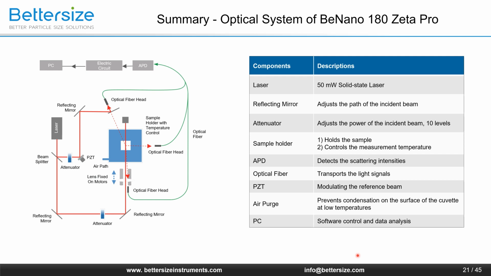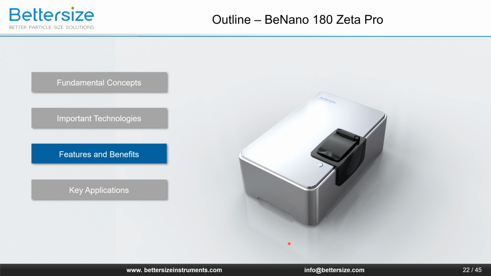Okay, we have walked through the important technologies of the BeNano 180 Zeta Pro. A unique design of the multi-angle detection has been set up to detect the scattering intensity at different angles for size, zeta potential, and molecular weight measurements. High-performance components are displayed in this table with descriptions. But let's skip these technical stuffs and turn to what the users truly concern, which is how the BeNano 180 Zeta Pro benefits the users.